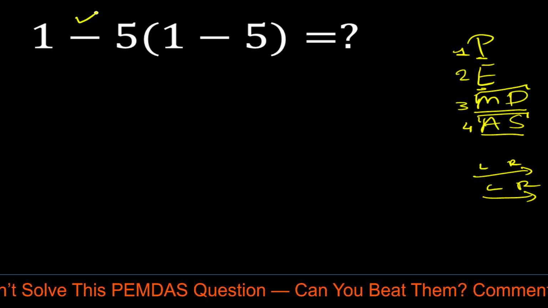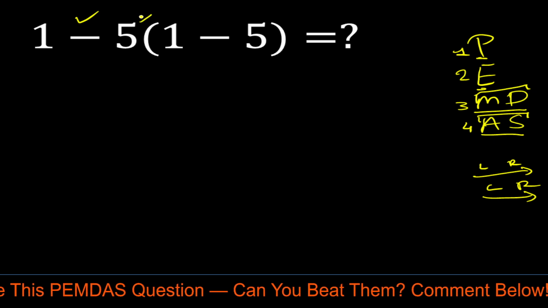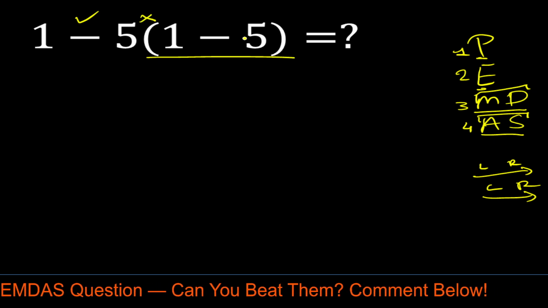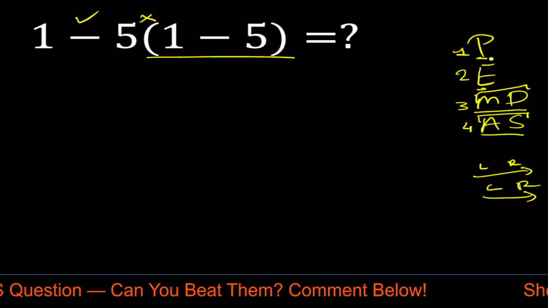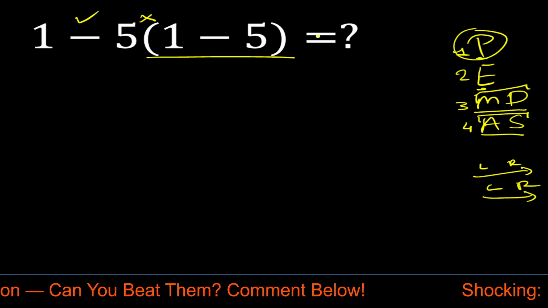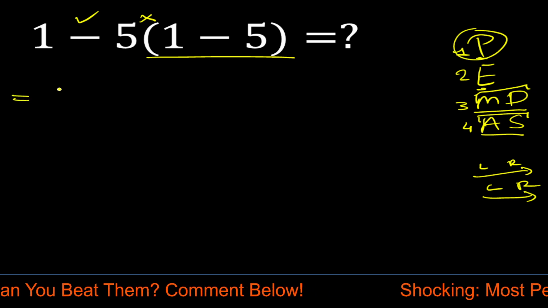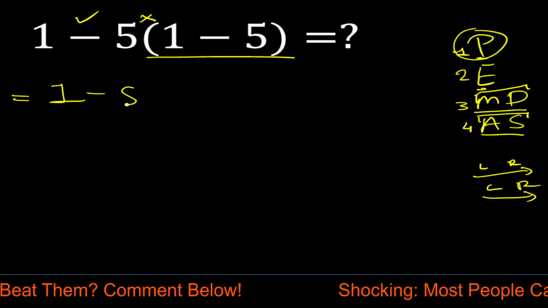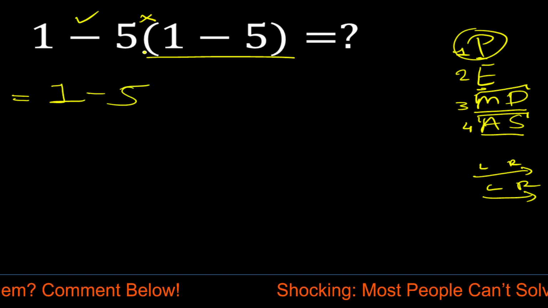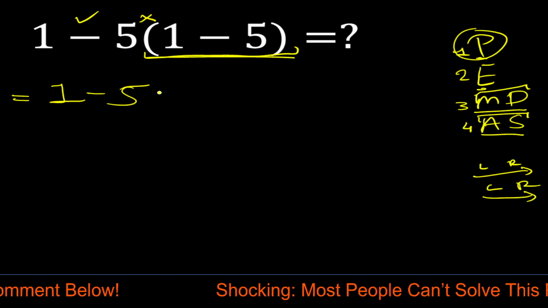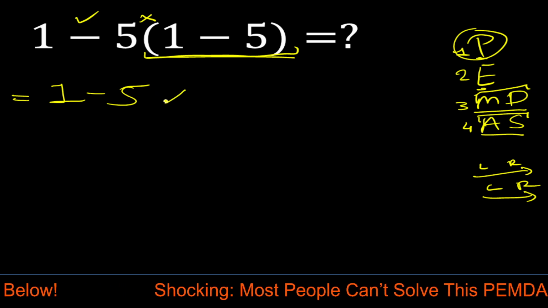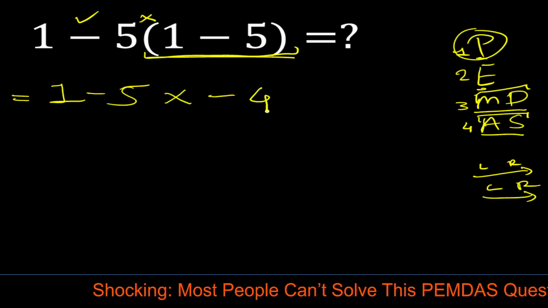So in this question, here we have subtraction, here multiplication, and here we have one parenthesis, right? So according to the PEMDAS rule, first we have to solve the parenthesis. So now 1 minus 5. Now solve this parenthesis first. So 1 minus 5 is equal to minus 4. So times minus 4, right?